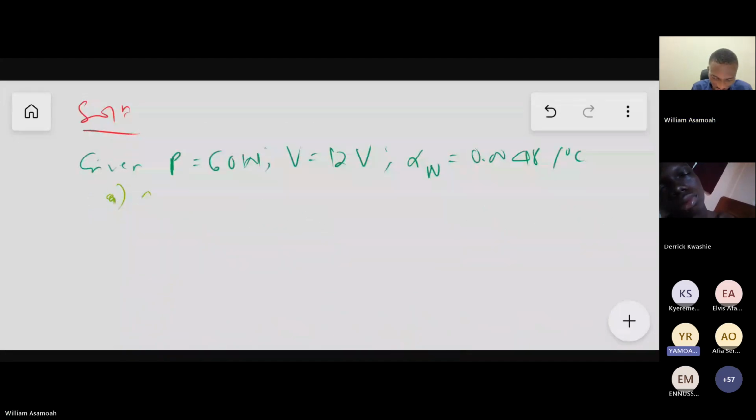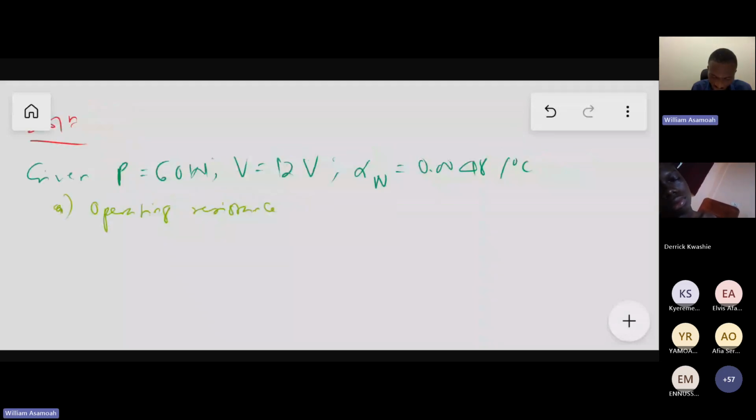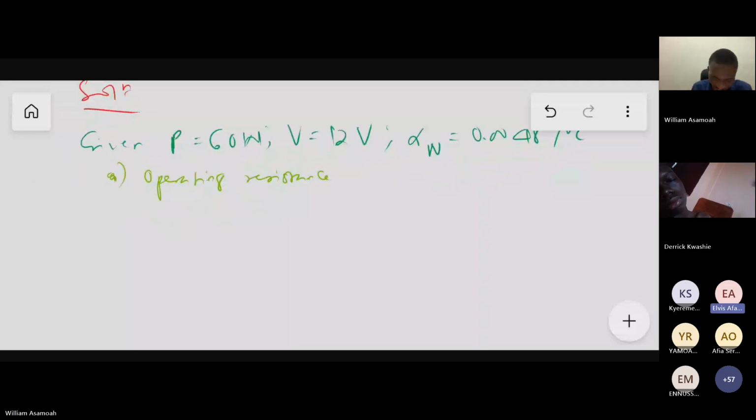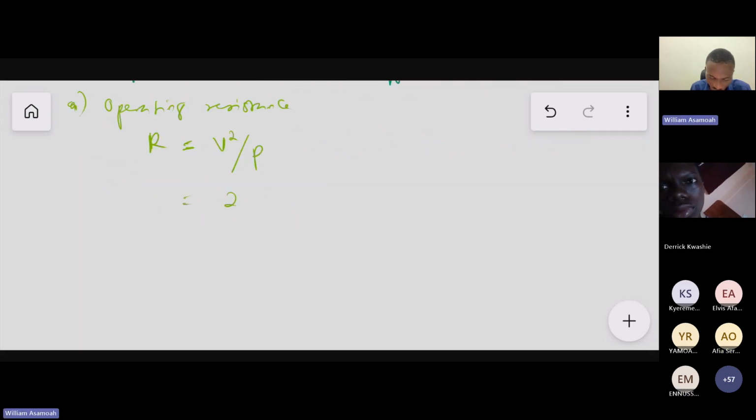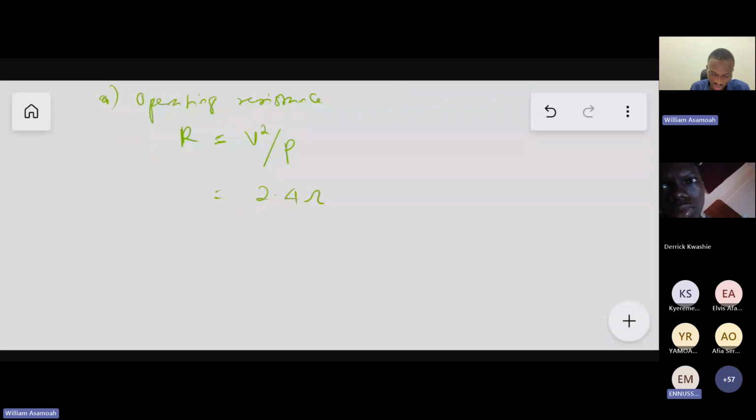Operating resistance. What will be the operating resistance? 2.4 ohms. You've already calculated it. But what formula did you use? Sir, I used V squared over P. Over P. That's excellent. Then when you do that, you're going to get 2.4 ohms.